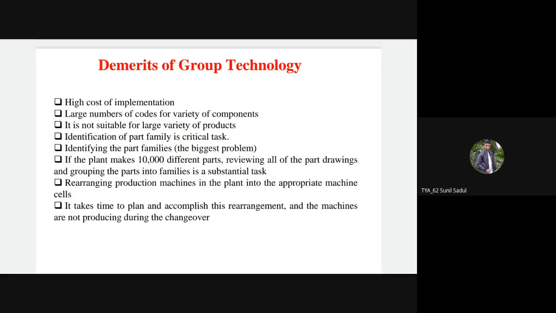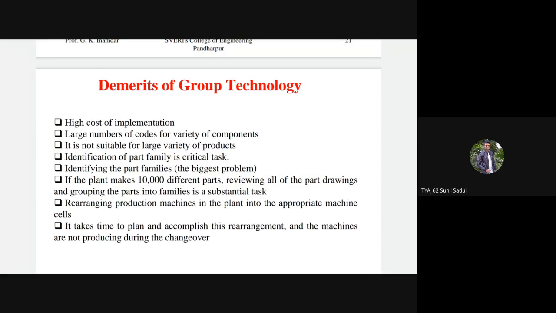This will also take maximum time. This is also a demerit: it takes time to plan and accomplish this rearrangement, and the machines are not producing during the changeover. Rearrangement is also difficult while the machines are not producing during the changeover.